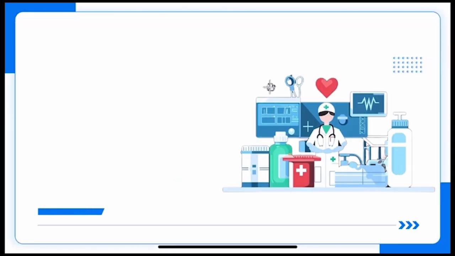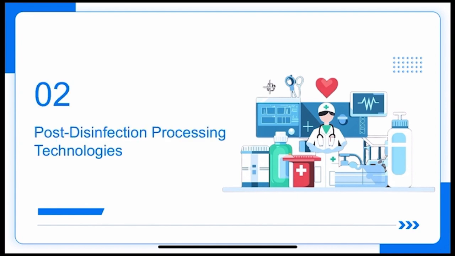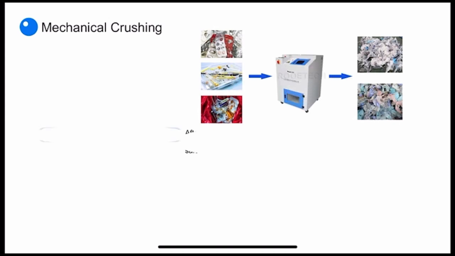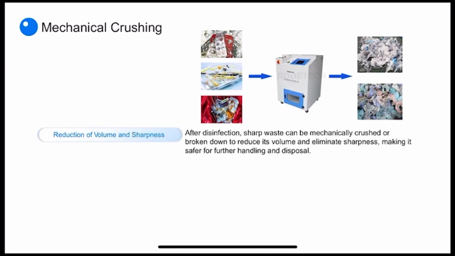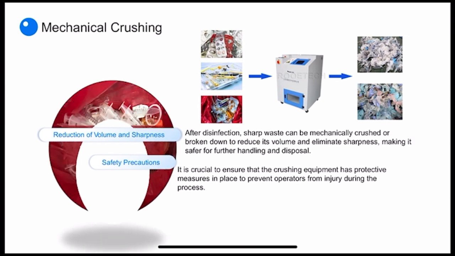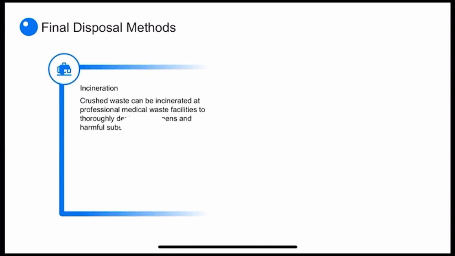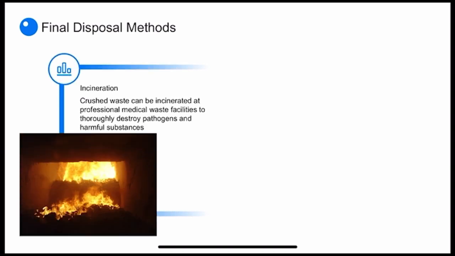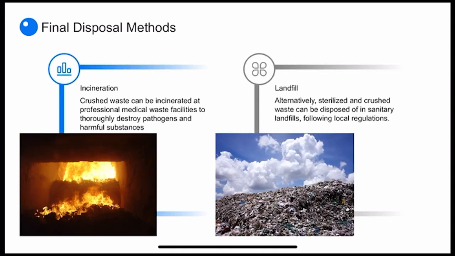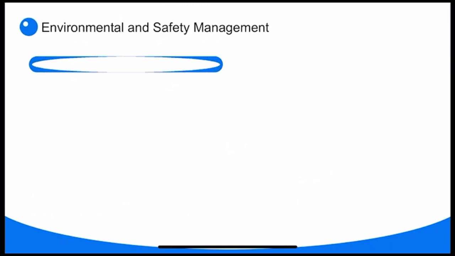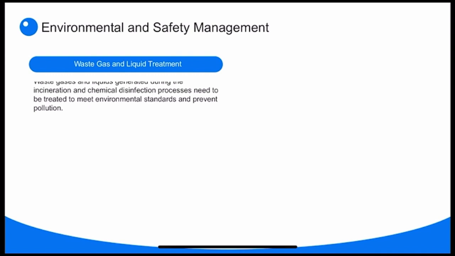The following is the subsequent treatment process of infectious medical waste. After disinfection, sharp waste can be mechanically crushed or broken down to reduce its volume and eliminate sharpness, making it safer for further handling and disposal. Then, crushed waste can be incinerated or disposed of in landfills. In the end, we should think about waste gas and liquid treatment, and record management and monitoring.